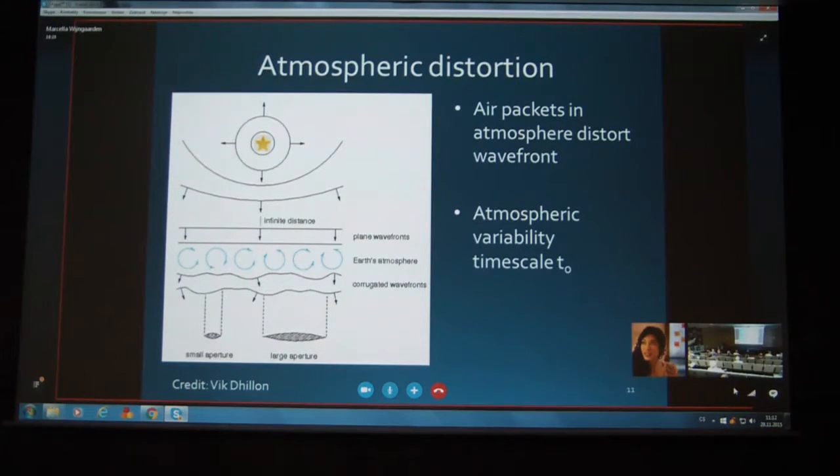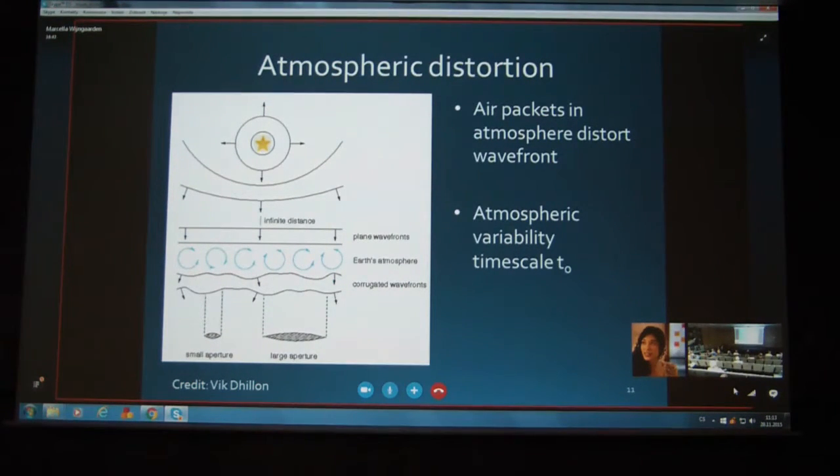And this just means that as the light comes in from an infinite distance, as is shown in this picture, it can be regarded as a plane wavefront. And a plane wavefront just describes all the points where the incoming light has the same phase. But as it goes through the Earth's atmosphere, the wavefront gets distorted, as can be seen in this picture.